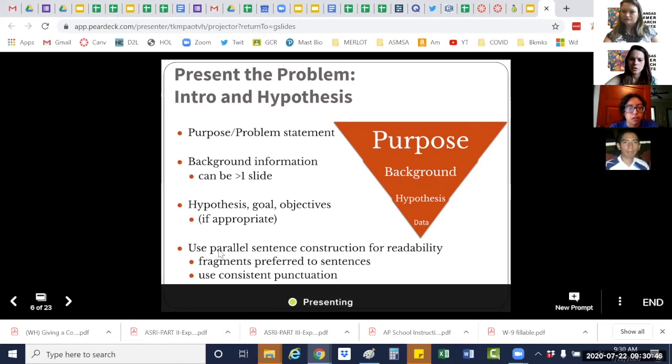This point right here, use parallel sentence construction for readability. That just means a couple of things.